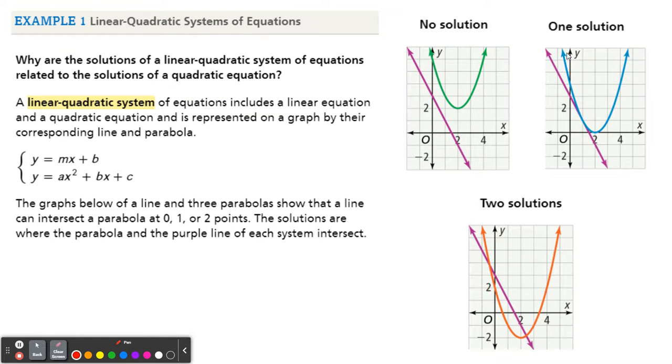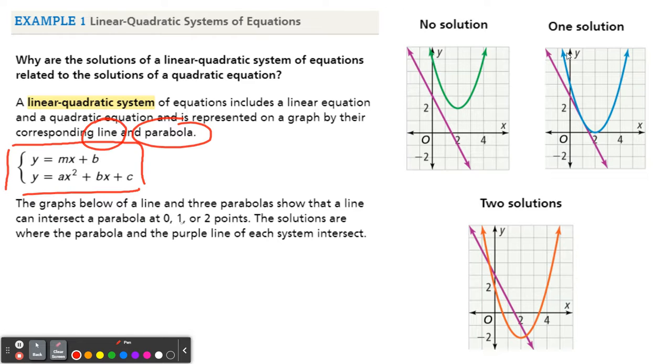Okay, so example one, it says, why are the solutions of linear quadratic systems related to the solutions of a quadratic equation? Okay, so a linear quadratic system of equations includes a linear and a quadratic, and is represented by a graph corresponding to the line and the parabola, right? So here is your general systems formula, right? The line y = mx + b, the parabola y = ax squared + bx + c.